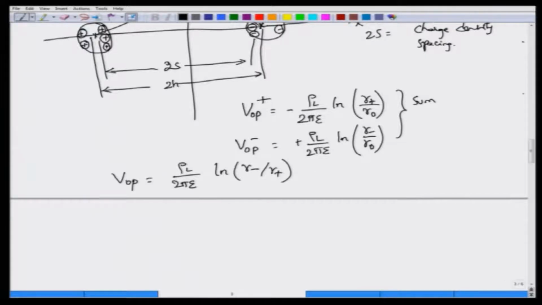Now, what is important to note here, apart from my small blunder of minus and plus confusion, is that the potential will be exactly equal to 0 when the ratio r minus to r plus is equal to 1.